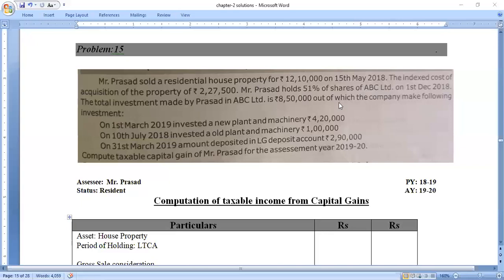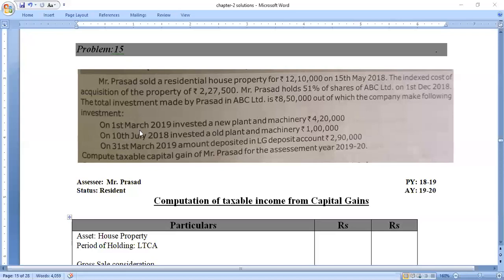So the condition says that if the cost of the investment is more than the net sale consideration, then the entire gross capital gain will be claimed as exemption from tax. If not, if the cost of investment is less than the net sale consideration, then the amount will be gross capital gain divided by net sale consideration into cost of new equity shares. So let's check out. The investment is 8,50,000.